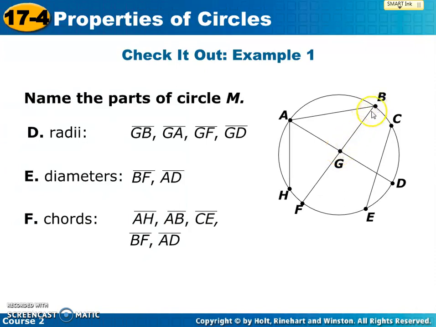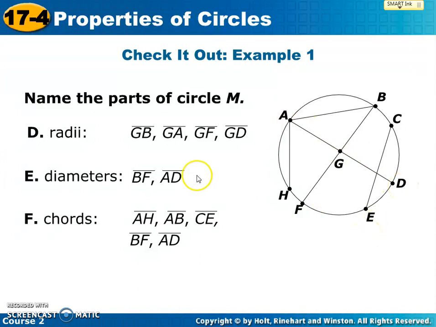Diameters have to go from one side to the other through point G. It has to touch point G. So we have diameter BF, or we could say FB, right? And we have segments above it. You've got to label it as a segment. And segment AD. What are the chords?